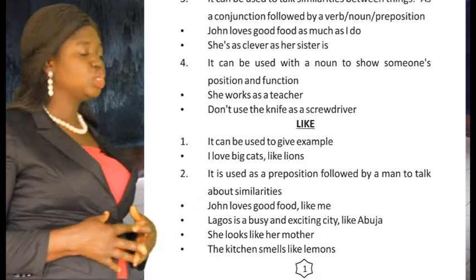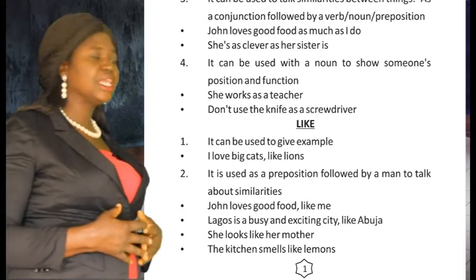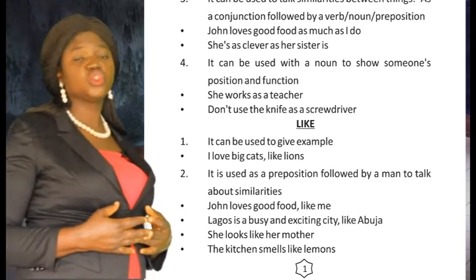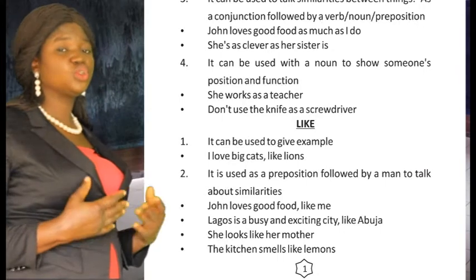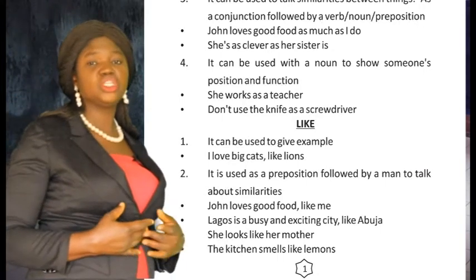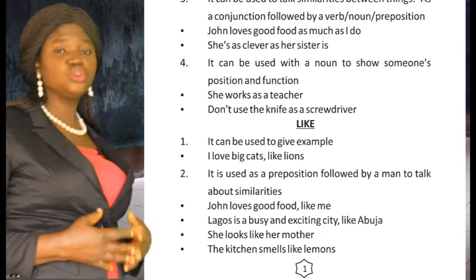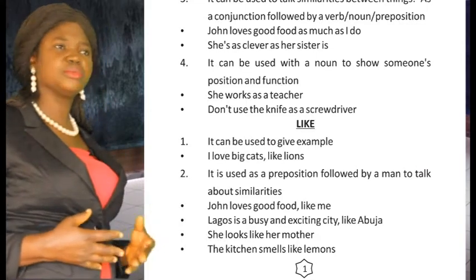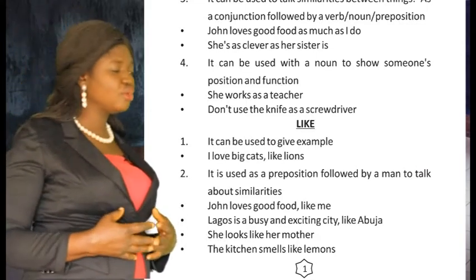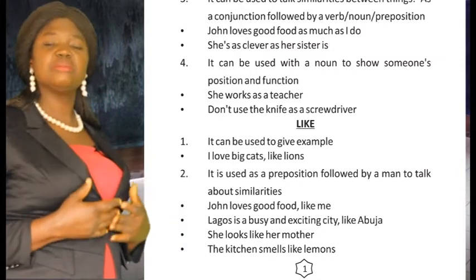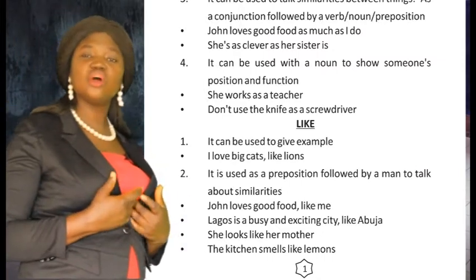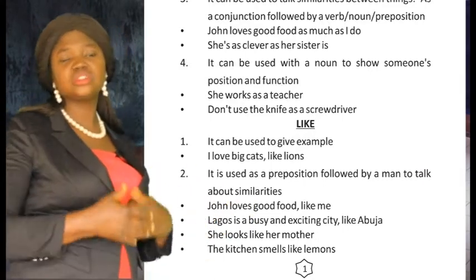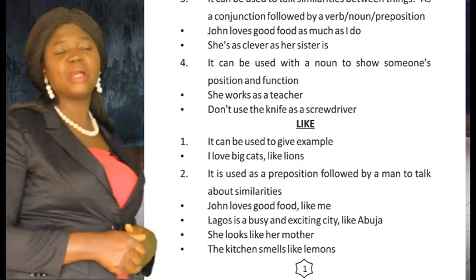Number 2 usage, it said like can be used as a preposition followed by a noun to talk about what? Similarities. When you want to show that 2 or 3 things are the same, they share something in common, then you use like as a preposition, but it has to be followed by what? A noun. Example, you say, John loves good food like me. That means John loves good food. I also love good food. So our liking of good food is common to the 2 of us. So we use like there as a preposition and followed by what? Me.